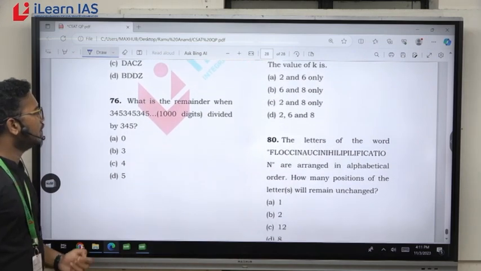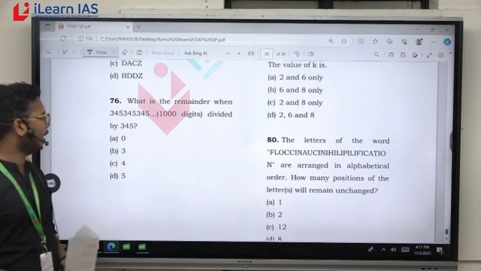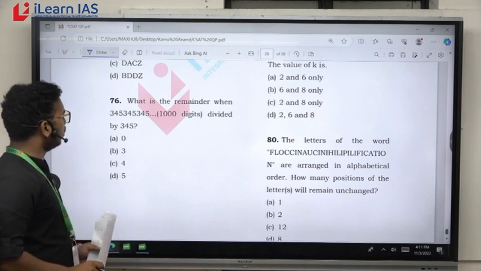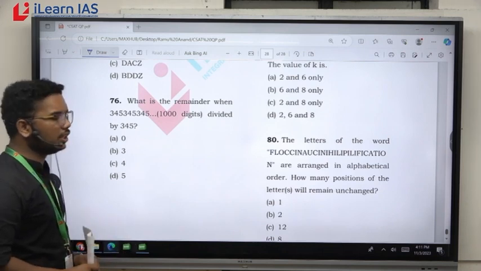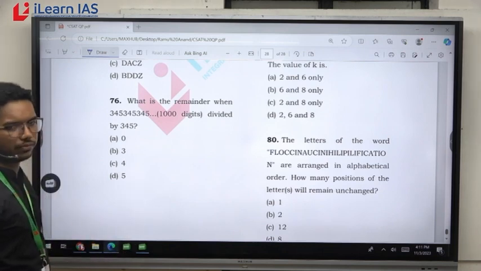Now, good question. What is the remainder when 3 4 5 3 4 5 3 4 5, 1000 digits, is divided by 345?